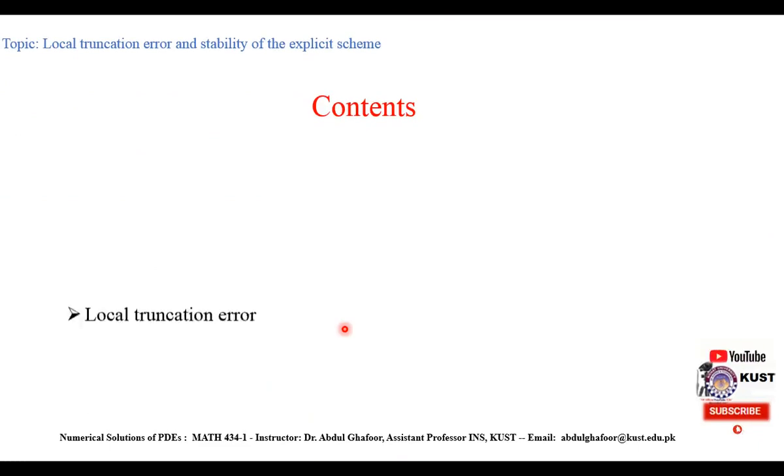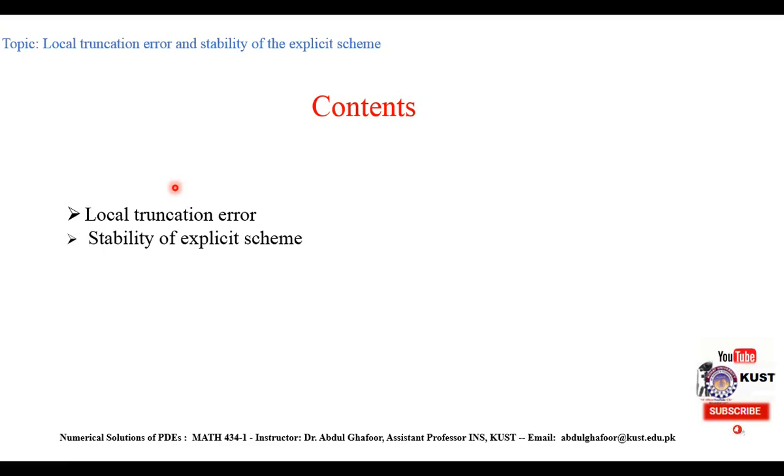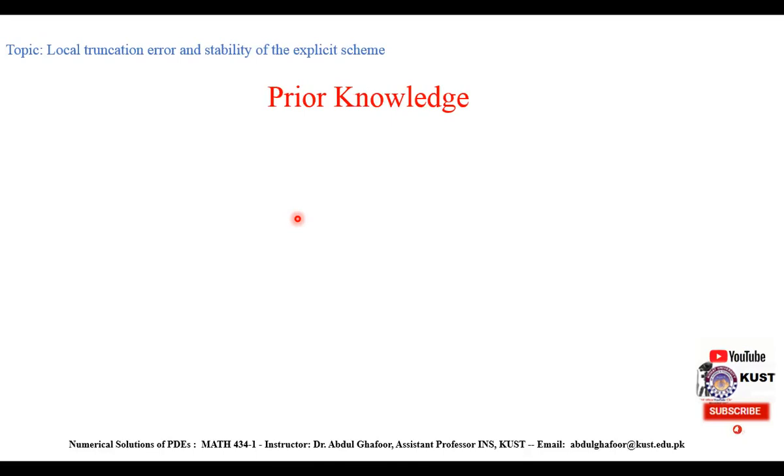The following are the contents of today's lecture. First, we will discuss the local truncation error. Then, we will discuss the stability of the explicit scheme with the help of the matrix method. And finally, I will end with references. Prior knowledge.